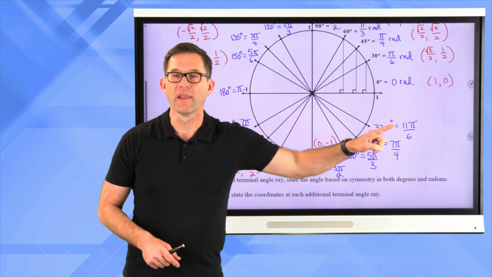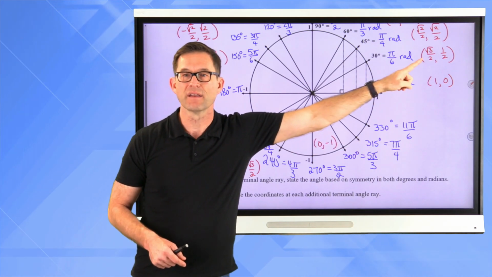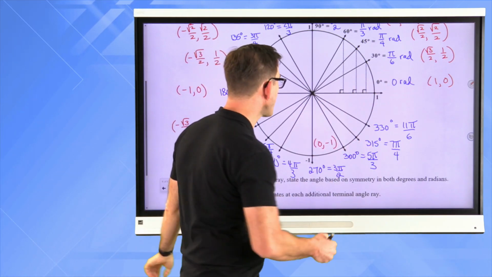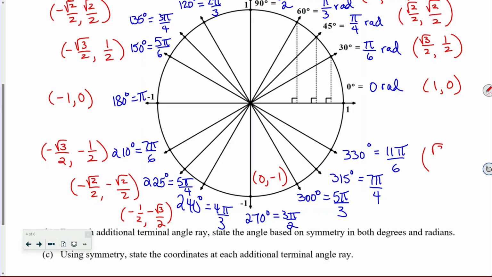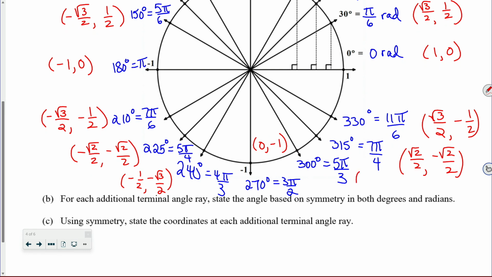All right, well, 11 pi over 6 is going to be the reflection of pi over 6 across the x-axis. That's going to leave the x-coordinate the same and negate the y-coordinate. So this is going to be root 3 over 2, comma, negative 1/2. 7 pi over 4 is going to take pi over 4 and do the same thing. Root 2 over 2 is going to stay positive, and the y-coordinate is going to become negative. And 5 pi over 3 is going to be the same as pi over 3 reflected across. So we're going to have 1/2, comma, negative root 3 over 2.